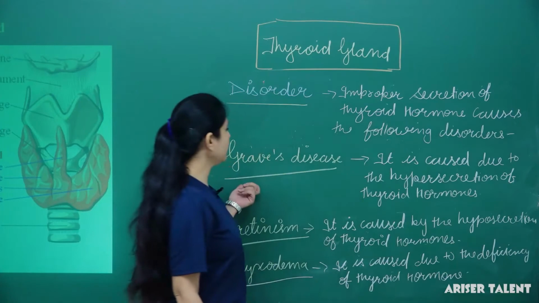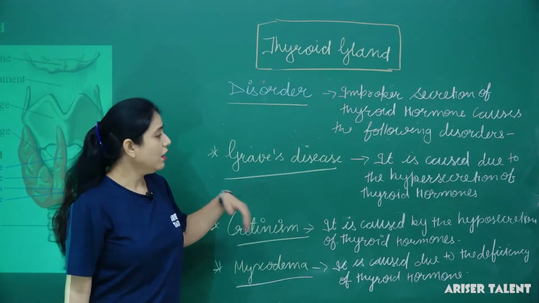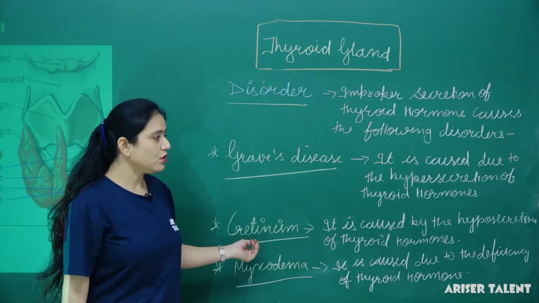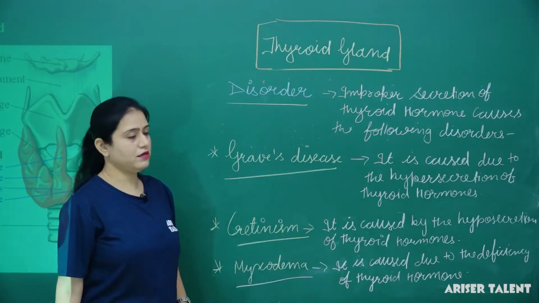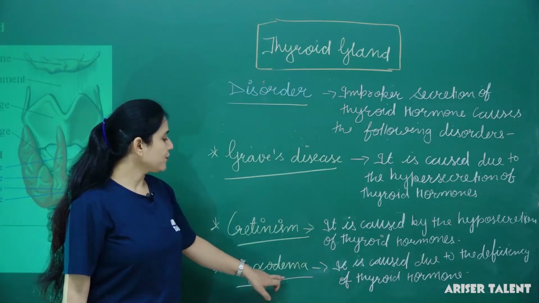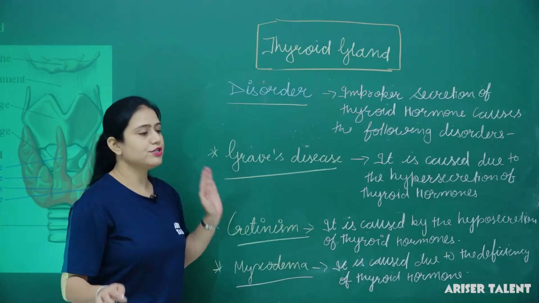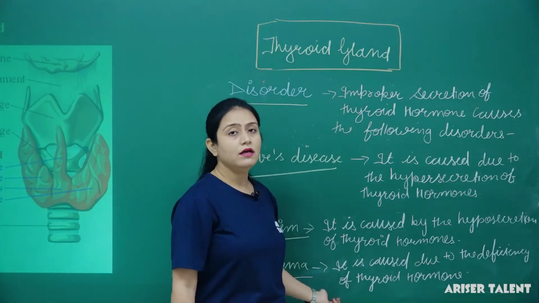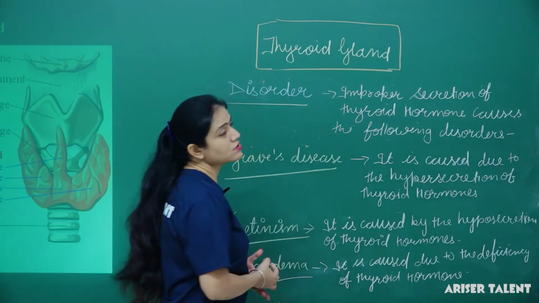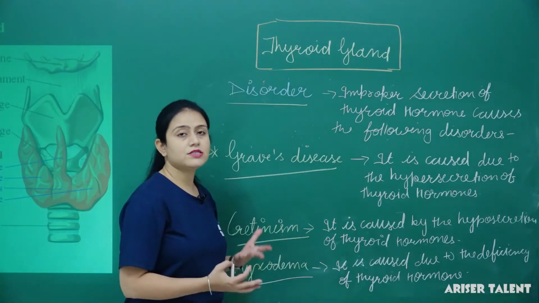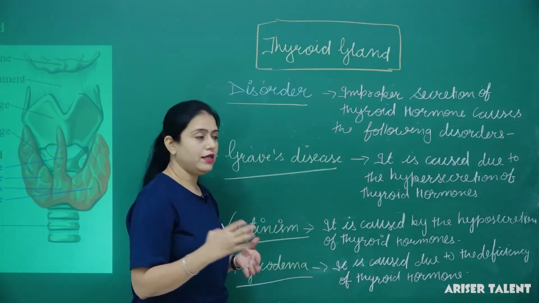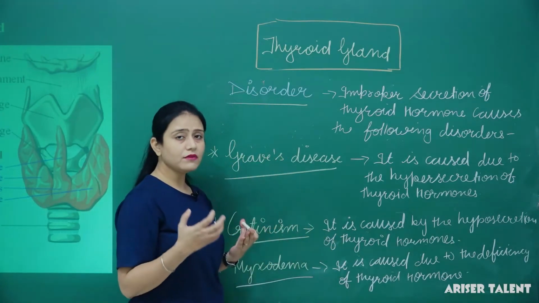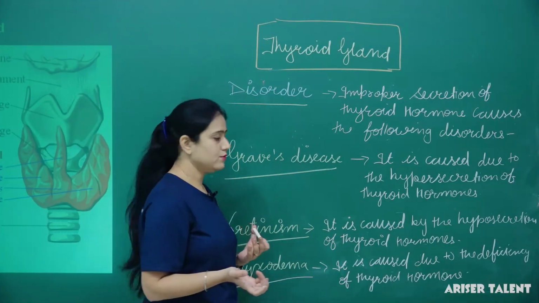Okay, means Graves' disease is caused due to the hypersecretion of thyroid hormone. Cretinism is caused due to the hyposecretion of thyroid hormone, and myxedema is caused due to the deficiency of thyroid hormone, and generally it is common in women than men. Next is goiter, which is caused by the deficiency of iodine, and generally it occurs in the hilly areas. There the people take a diet which is lacking iodine.